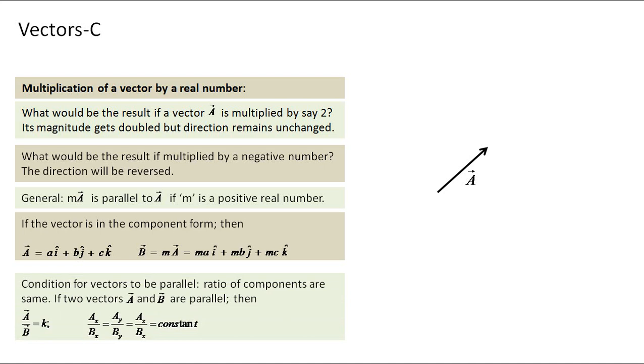We arrive at the condition for vectors to be parallel. If the ratios of components are the same, then the 2 vectors a and b are parallel. So what is the condition for parallel? ax divided by bx is equal to ay divided by by is equal to az divided by bz. The ratio of x components is equal to the ratio of y components is equal to the ratio of z components. All are equal to a constant. Another way to say it is vector a divided by vector b is equal to k, a constant, and we can express this kind of relationship.